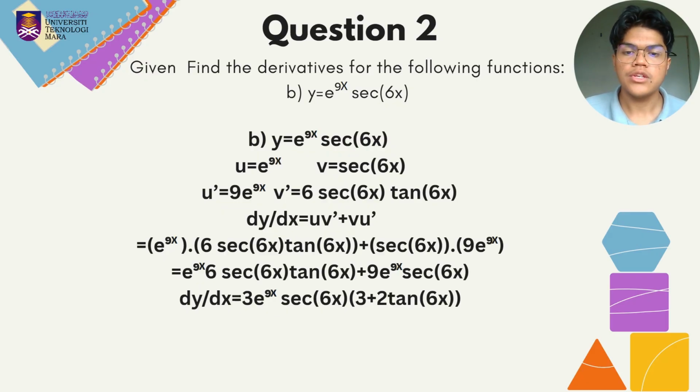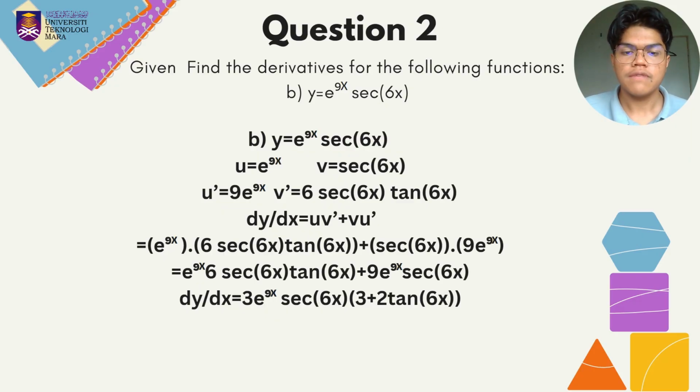Then we get u prime equals 9 e to the 9x and v prime equals 6 secant 6x tangent 6x. To get the derivative of the original function, we need to use the equation here: dy over dx equals u multiplied by v prime plus v multiplied by u prime. After that, we're going to substitute all the values here. That is e to the 9x multiplied by 6 secant 6x tangent 6x plus secant 6x multiplied by 9 e to the 9x.